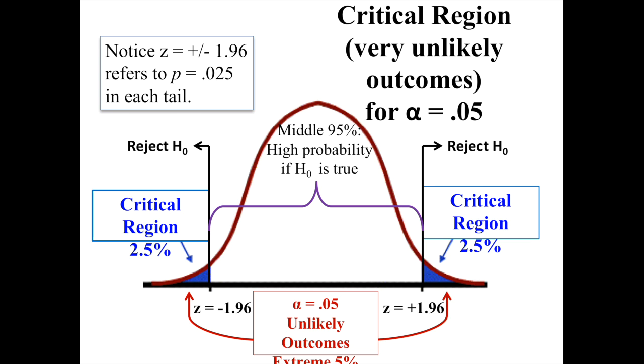So now this critical region, 2.5%, correlates with a z-score of plus or minus 1.96. My sample mean has to be greater than positive 1.96 or less than negative 1.96, and then I can reject the null. If it doesn't, if my sample mean falls somewhere in here, I have to fail to reject the null.